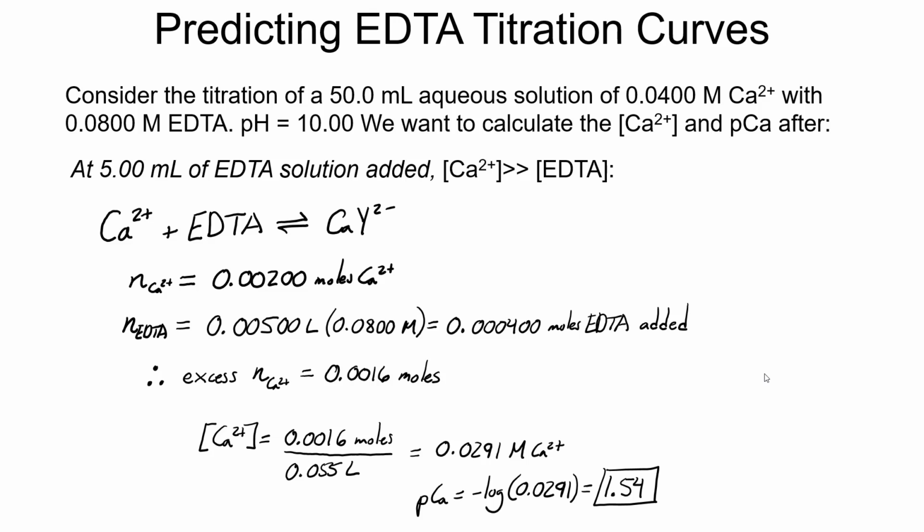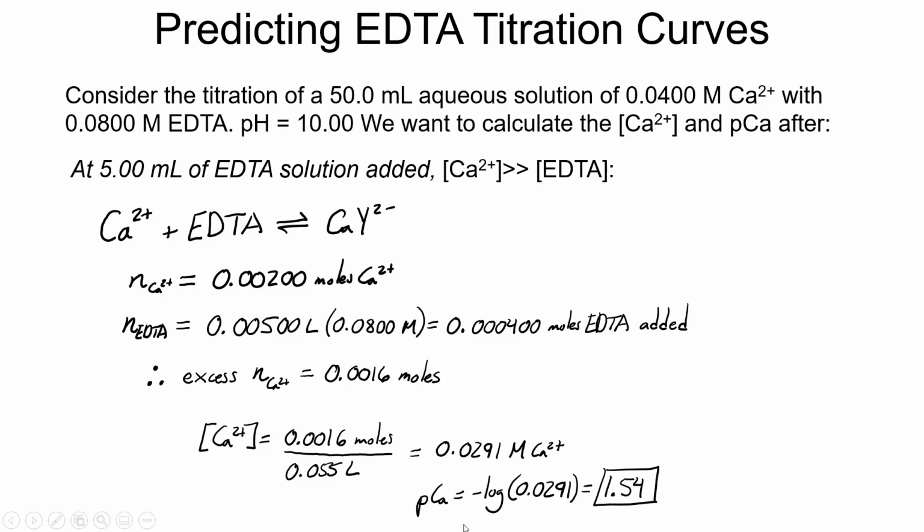And so in region 1, we can then just calculate the calcium concentration by figuring out the number of moles of calcium that remain uncomplexed, dividing by the new total volume of solution, which is 55 mL. So that's 5 mL plus the original 50 mL. So our calcium concentration is now 0.0016 moles divided by 0.055 liters, and our free calcium concentration is 0.0291 molar.